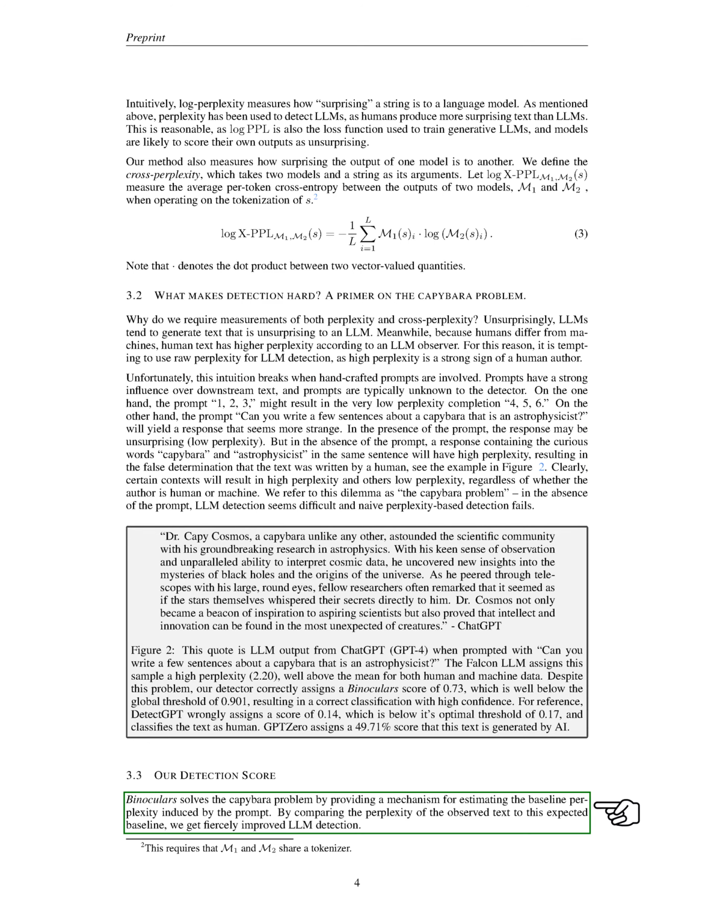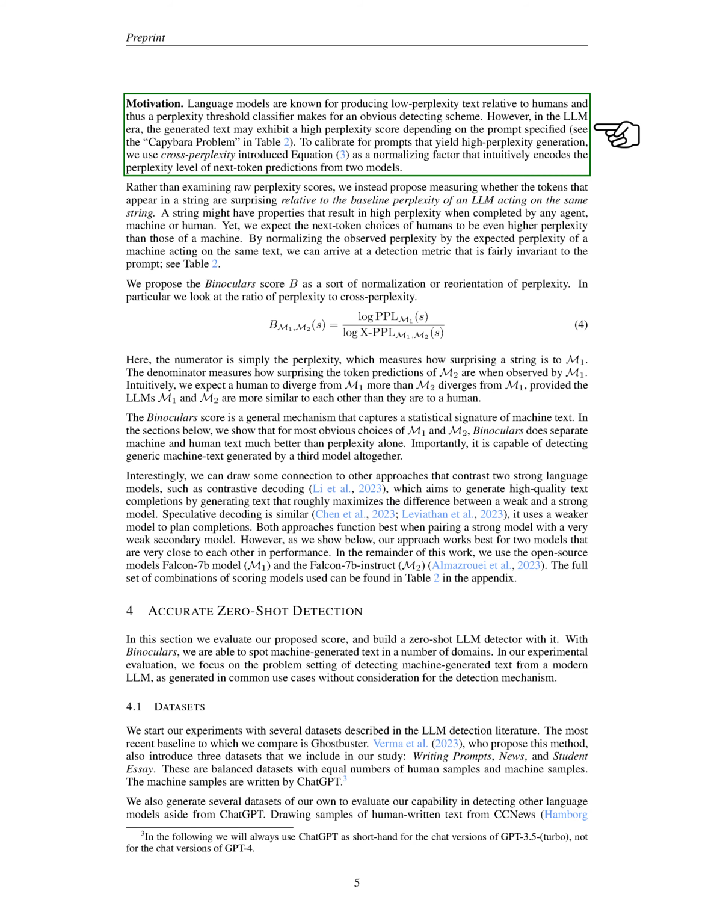Our solution, Binoculars, addresses the capybara problem by providing a way to estimate the baseline perplexity induced by the prompt. By comparing the perplexity of the observed text to this expected baseline, we significantly improve large language model detection. Language models are known for producing low perplexity text relative to humans, so a perplexity threshold classifier seems like an obvious detection scheme. However, in the era of large language models, the generated text may have a high perplexity score depending on the prompt specified.